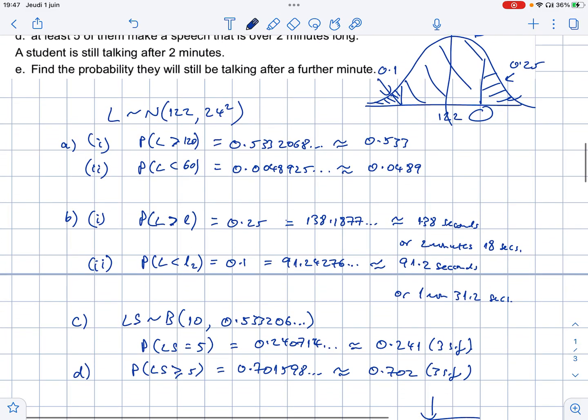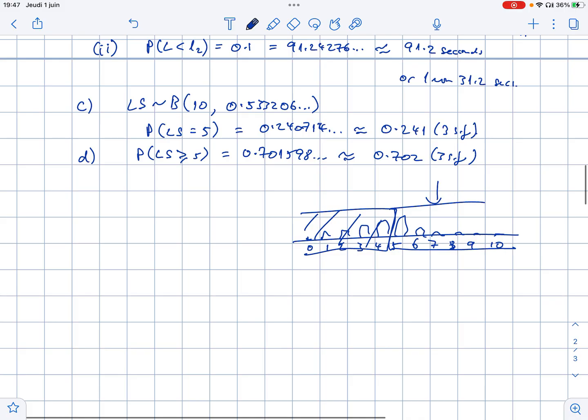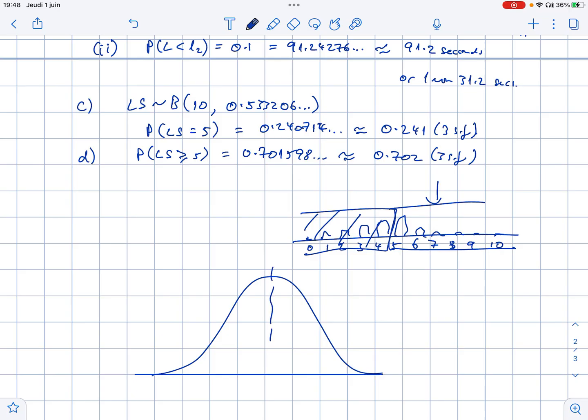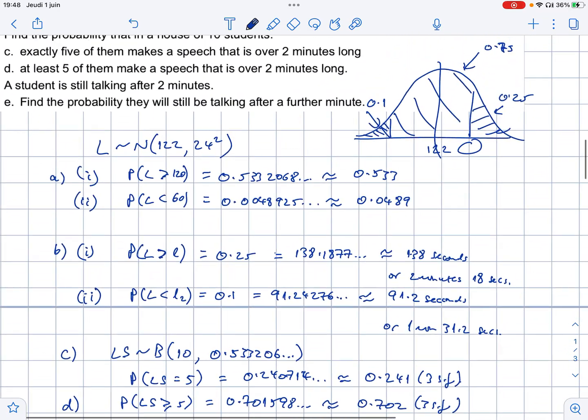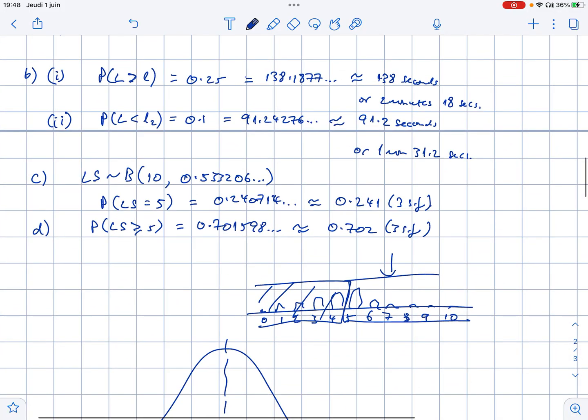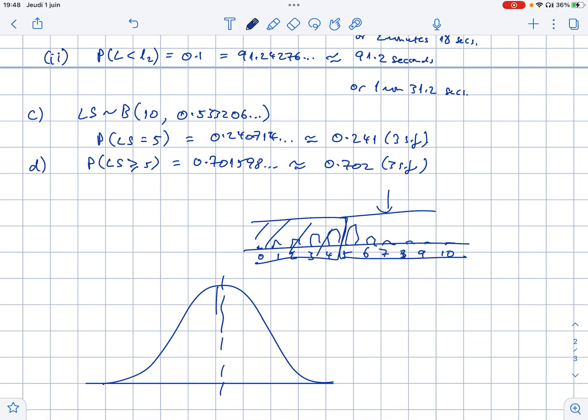The student's still talking after 2 minutes. What's the probability they'll still be talking after a further minute? So now let's go back. This is actually going back to a normal distribution. And the mean is just over 2 minutes. So this is our 2 minutes, 120 seconds. We're doing this one. And then we want to find out, still talking a minute later on, that's 180.